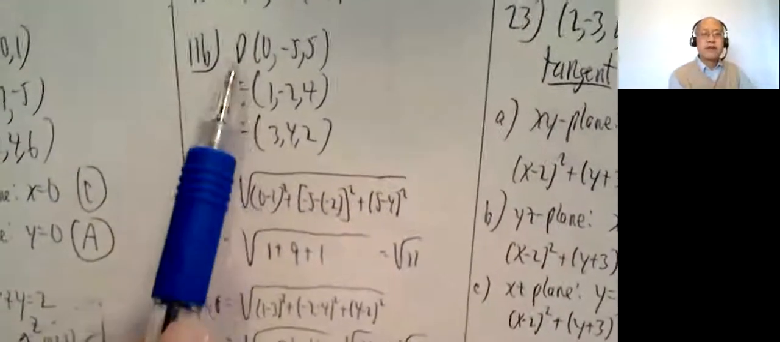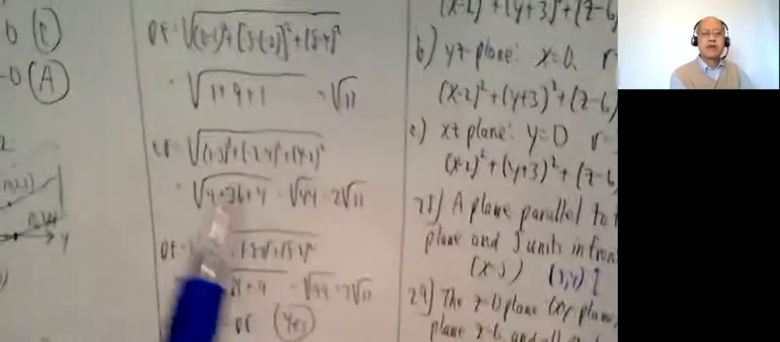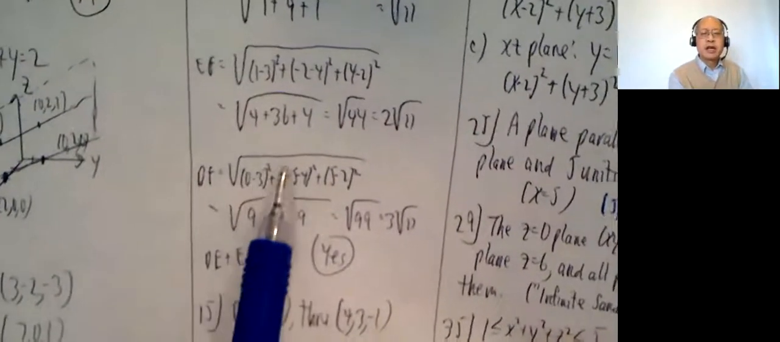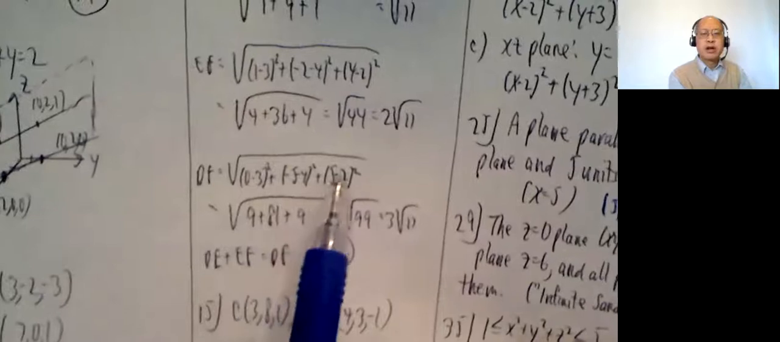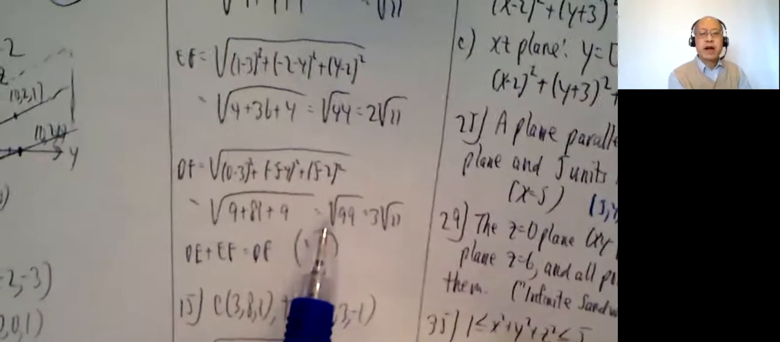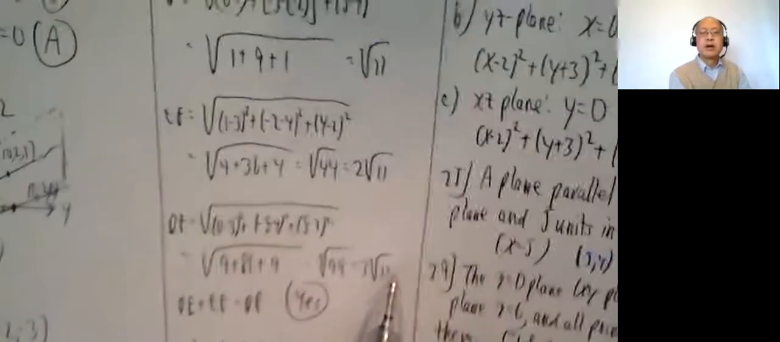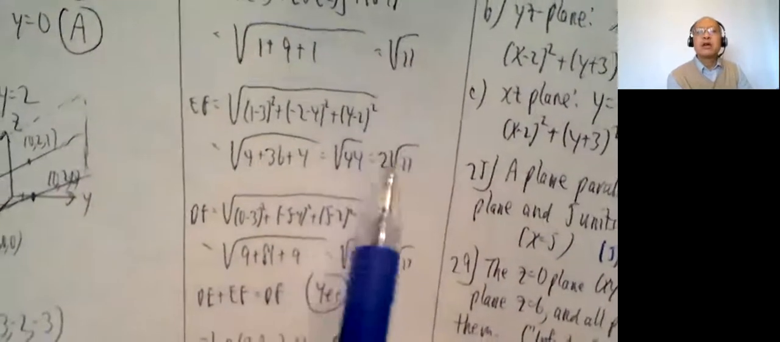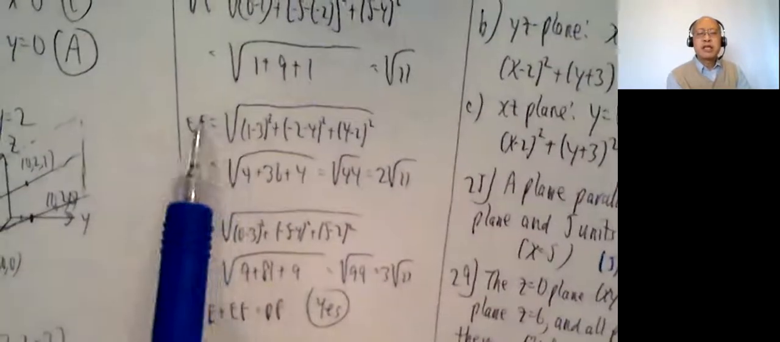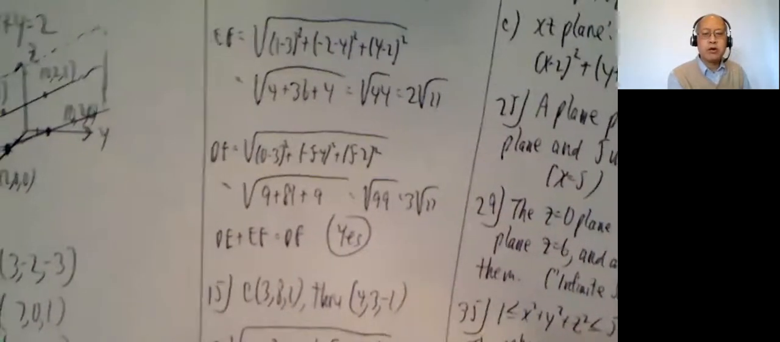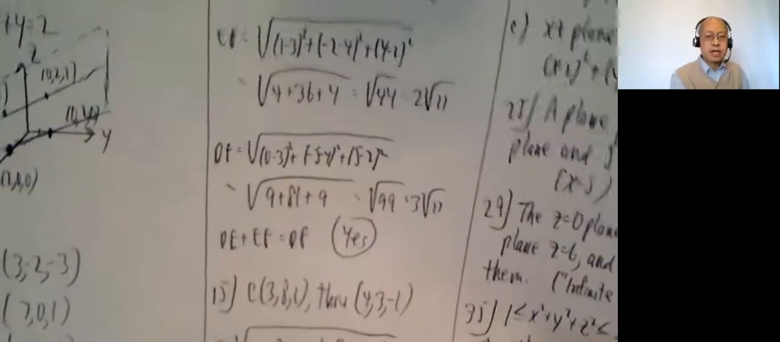Distance from D to F. (0 minus 3) squared plus (-5 minus 4) squared plus (5 minus 2) squared. Square root of (-3) squared is 9. (-9) squared is 81. 3 squared is 9. So radical 99. 99 is 9 times 11. So 3 radical 11. Okay, so I noticed that's radical 11, 2 radical 11, 3 radical 11. So the distance from D to E plus the distance from E to F is equal to the distance from D to F. Therefore, yes, the points are collinear. They do lie in the same straight line.